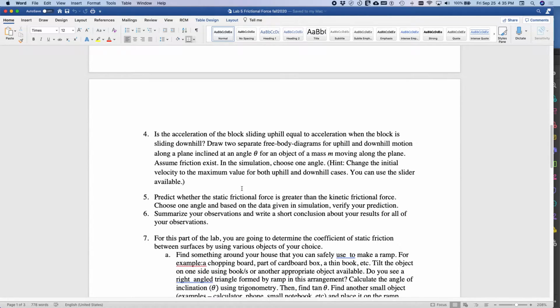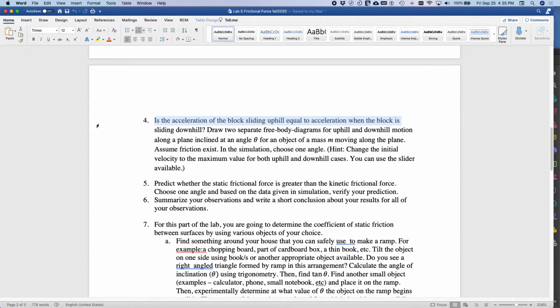Next one is here, number 4. Is the acceleration of the block sliding uphill equal to the acceleration when the block is sliding downhill? Draw two separate free body diagrams for uphill and downhill motion along a plane inclined at an angle theta for an object of mass m moving along the plane. So again, the students may need help here.